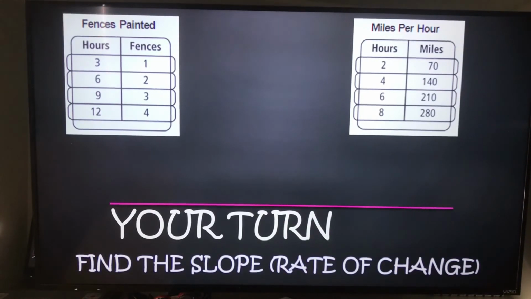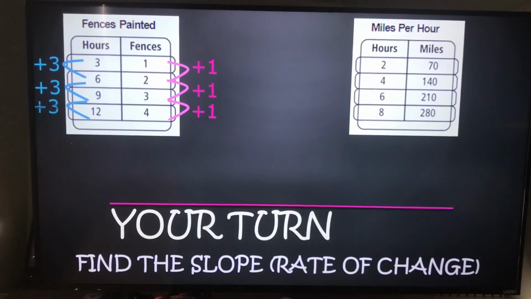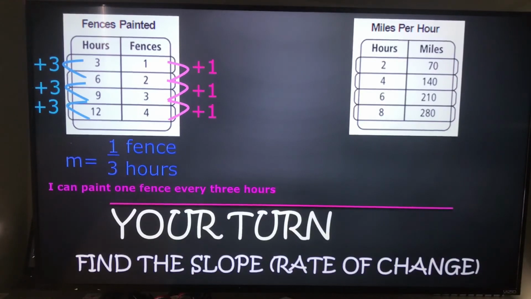And I added a little bit here. But if we start here, from 1 fence to 2 fences, from 2 to 3, and 3 to 4, most of you could probably recognize that's going up by 1. Then I go up by 3 on my x's here. So what does that mean? That means I have 1 fence over 3 hours. It means I can paint 1 fence every 3 hours. That's your rate of change.